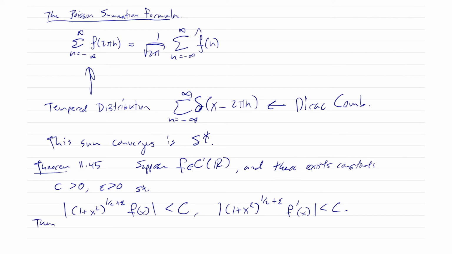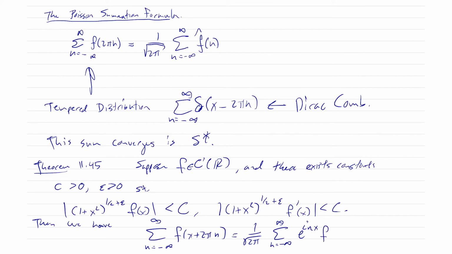So then we have the following identity. So this is actually more general than the Poisson summation formula. The sum n equals negative infinity to infinity of f of x plus 2 pi n is equal to 1 over the square root of 2 pi times the sum n equals negative infinity to infinity of e to the i n x f hat of n, so the Fourier transform at n. And so you can see that you can get back to the Poisson summation formula by setting x equals 0, because then this will go away and this becomes 1, right? So this result is strictly stronger than what we actually want.